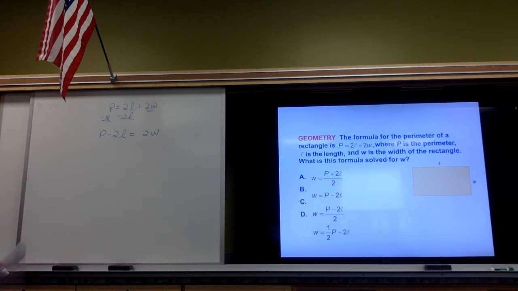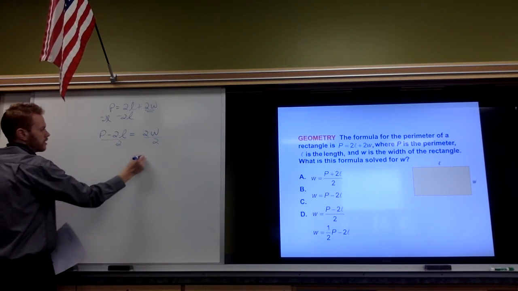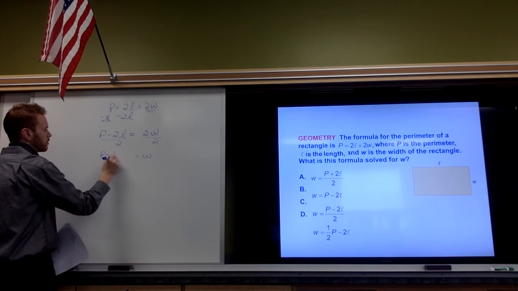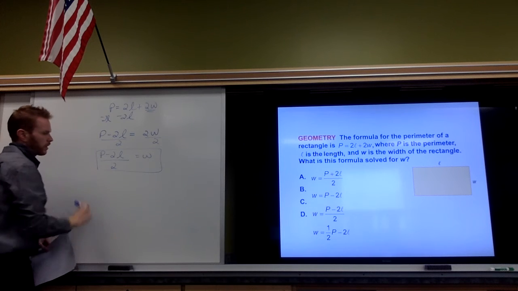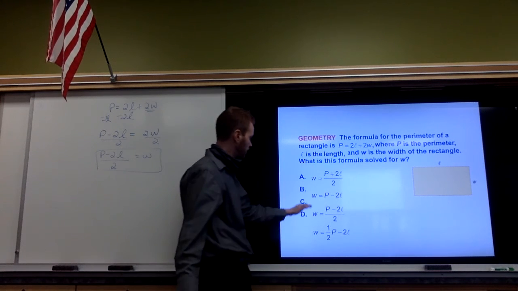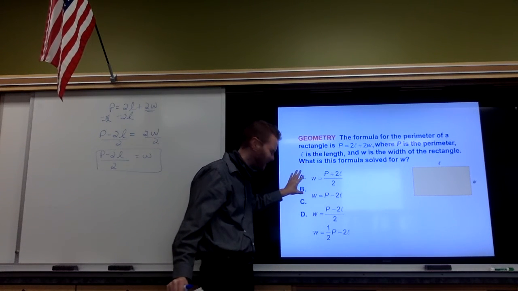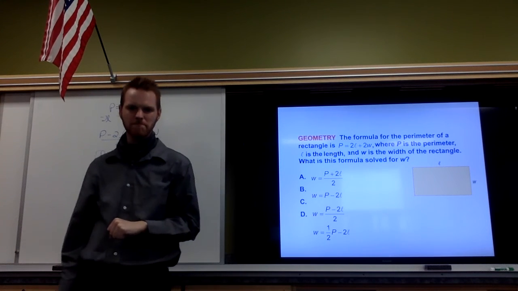Then for my last step, W is not by itself. I'm going to divide both sides by 2. So the width is equal to P minus 2L, divided by 2. Okay, there's my final answer for that one. So our correct option would be C. Sorry, as you've seen, everything got shifted, but it would be this one here. Okay? And there we go.